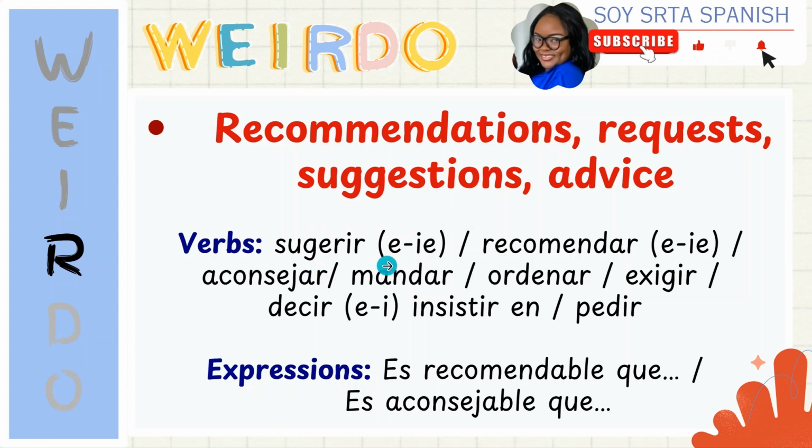Now, mandar and ordenar is to send or to order. Exigir, to demand. I demand that you give me back my money, for example, would be a subjunctive sentence because we're using the verb exigir and because we're using the function of requesting that someone else does something. Decir, similarly, is the same thing, to say, to tell someone to do something else, right? To insist. And then pedir is to ask for.